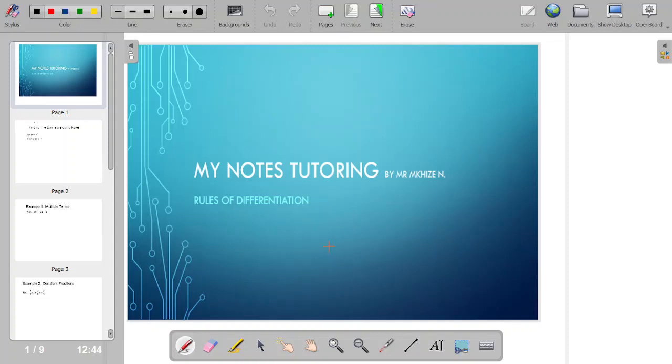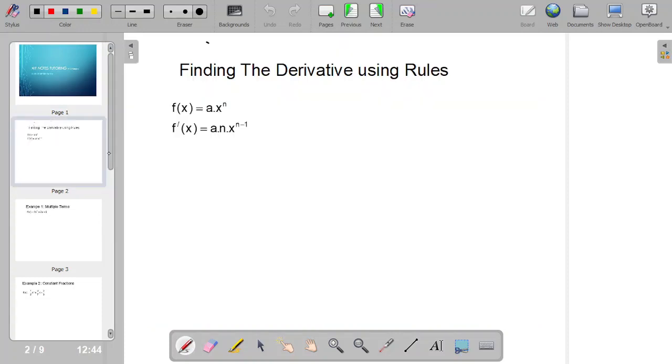And today we are just going to look at the rules of differentiation. So this is the rule. If you are given a function f of x equals a, where a is any particular constant. So if we look at this a, we are just referring to any particular constant, and then the question might be, how do you find your derivative?